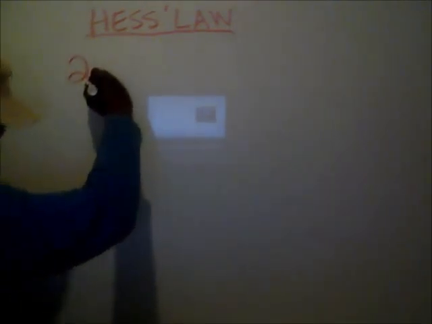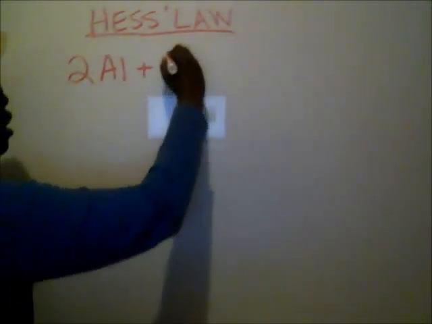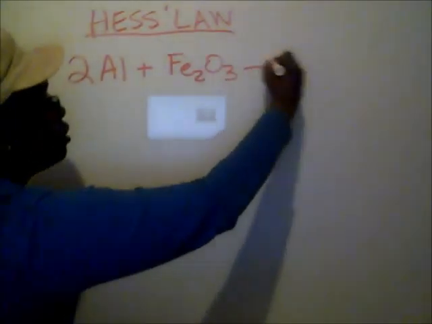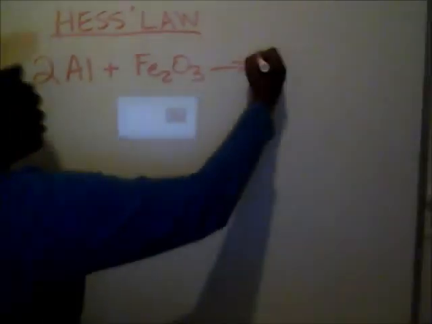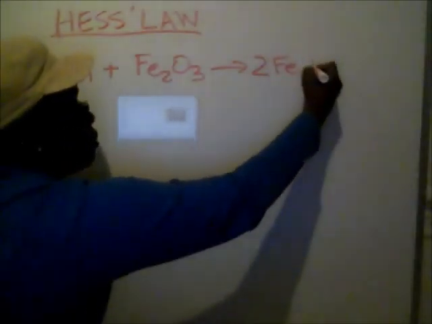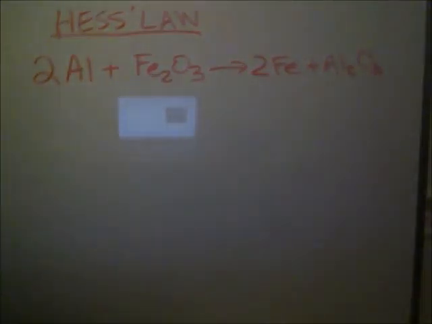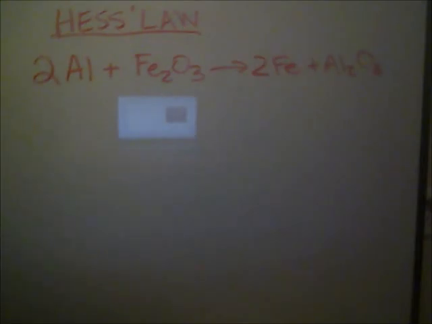let's say we have this reaction, 2Al plus Fe2O3 goes to 2Fe plus Al2O3. Okay, so that's the reaction. This is the final reaction we want to get to. So this is our end goal. This is what we want to end up with.